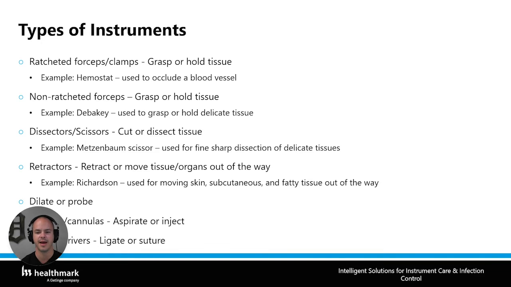Then you have non-ratcheted forceps that are used to grasp or hold tissue. And an example of that would be a DeBakey. It's almost like an extension of your fingers or your hand, those types of forceps. Some might refer to them as tweezers or what have you, but those are forceps.